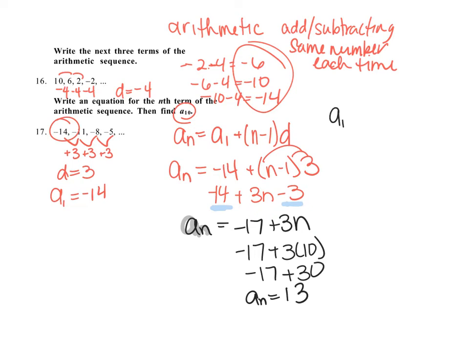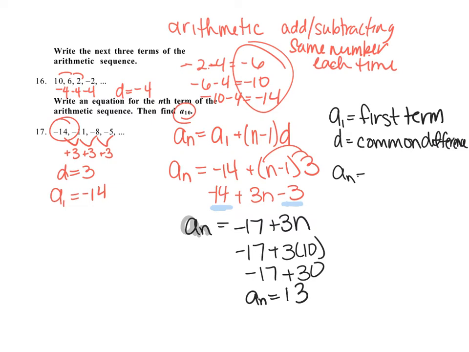So remember that a1 is the first term. d is the common difference. These are the two things we plug into the equation. an is called the nth term. If n is 10, it's the 10th term. If n is 1,000, it's the 1,000th term.